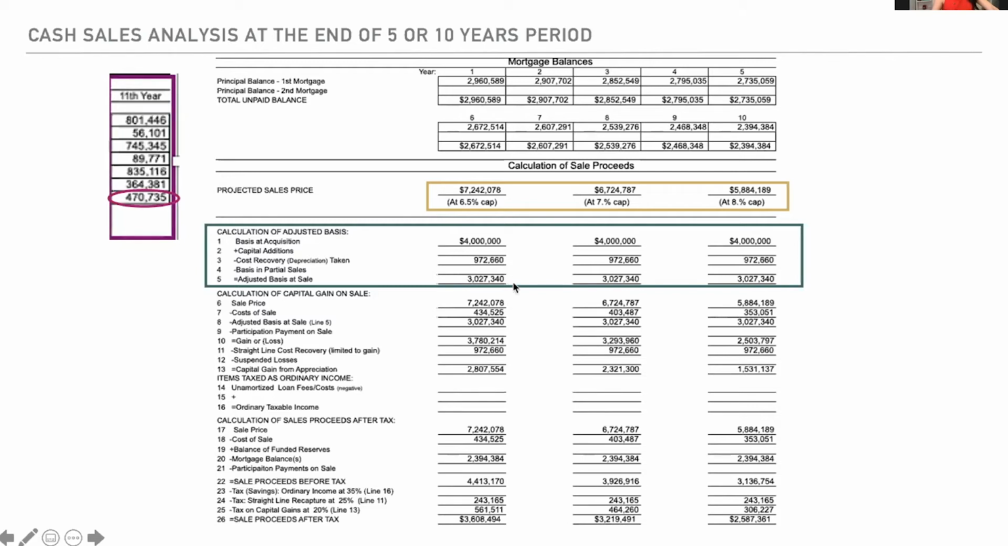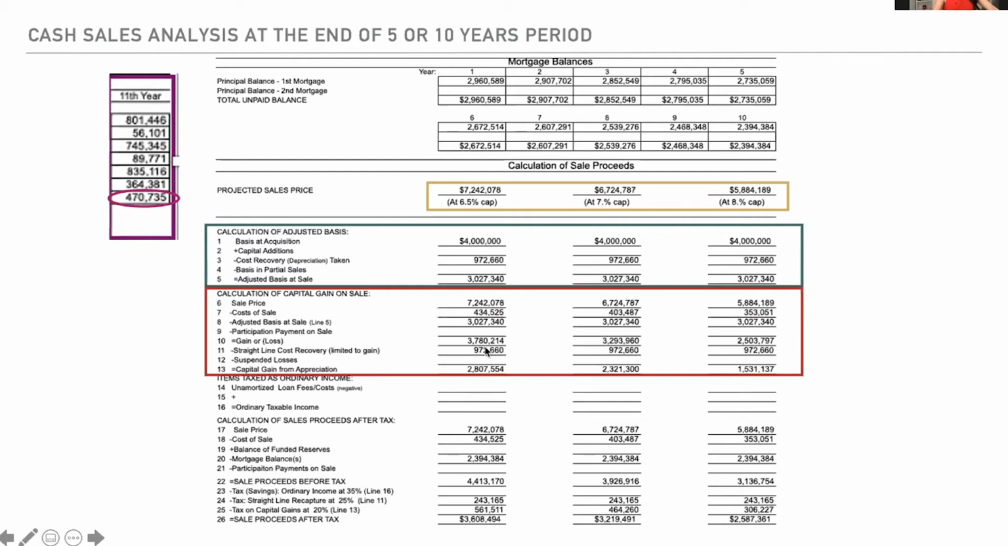So now this is your adjusted basis. Next, we're going to calculate the capital gain on sale. Now, again, the sales price, we assume that it's going to be at 7.242 minus, we talked about 6% expense of sale, which is maybe the commission plus closing costs, etc. And then minus the adjusted basis, which is 3.027.